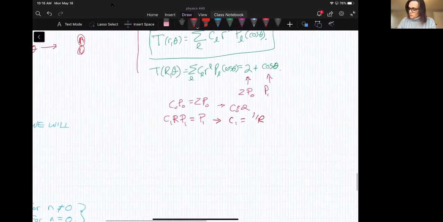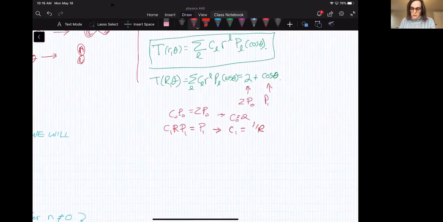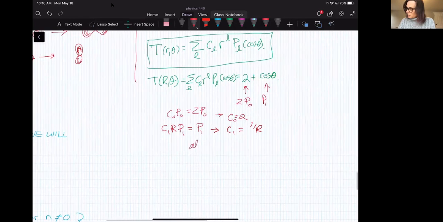Okay. So what that means is that all other C sub L's are equal to 0. This is another question that some people asked about last week, especially when we were looking at the eigenfunction problems. One of the tricks when we start solving these partial differential equations, or even ordinary differential equations, with series is, can we make that terminate?